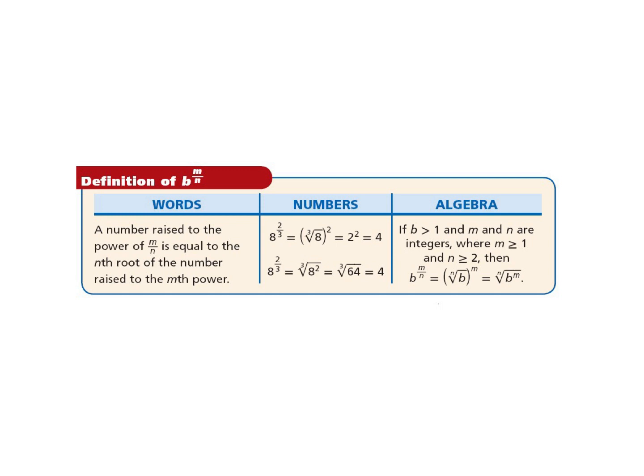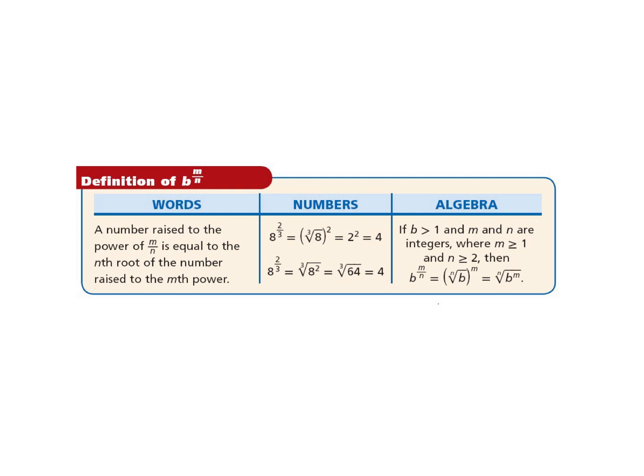So in words, we would say a number raised to the power of m over n is equal to the nth root of that number raised to the mth power. Like we did earlier with the cube root of 27, 8 to the power of 2/3, we're going to get the cube root of 8 and then square it. That's going to be a lot easier. Now, if you square 8 first and then take the cube root, you're going to get the same answer.